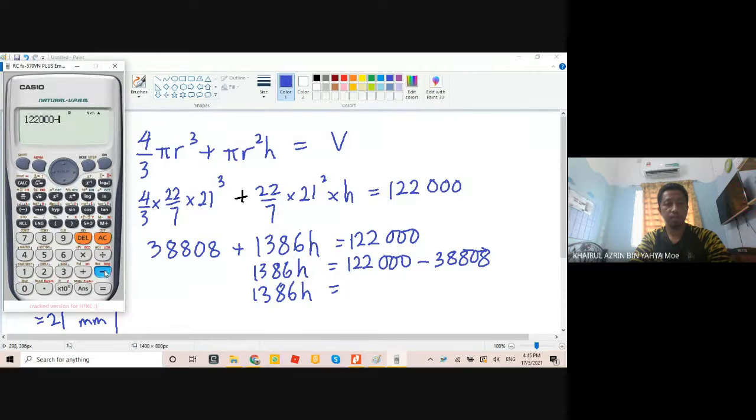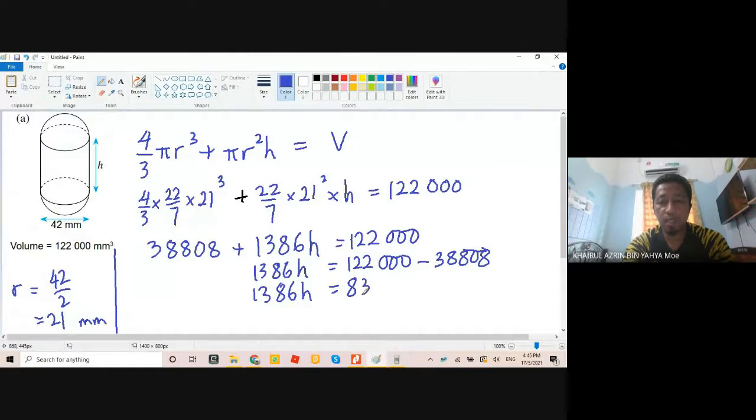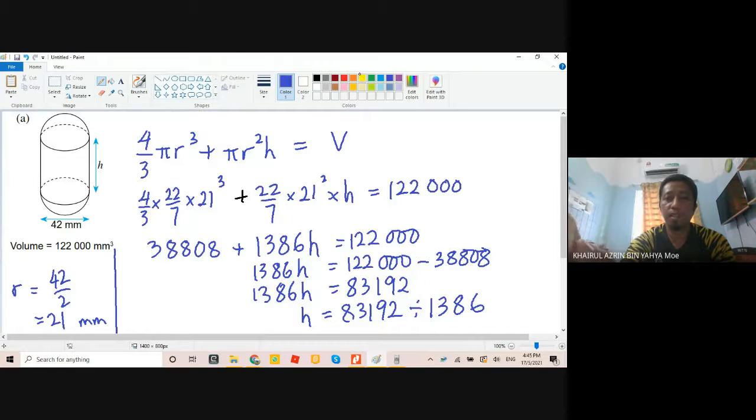122,000 minus 38808 equals 83192. So H equals 83192 divided by 1386. Not enough space, so let me continue over there. Okay, so H, the answer.